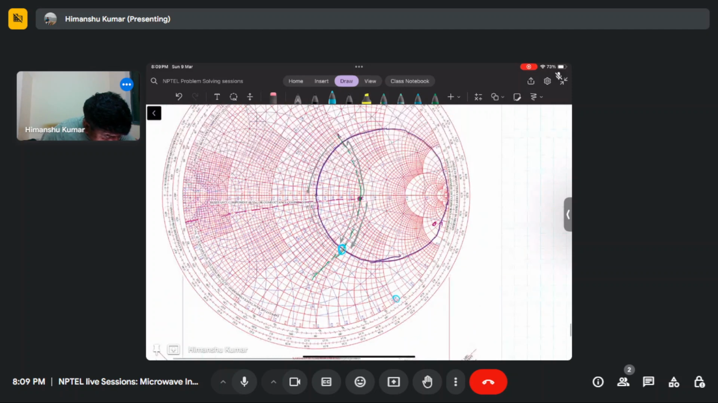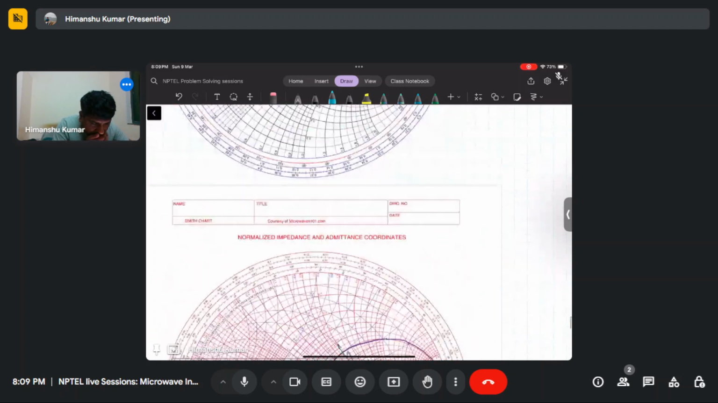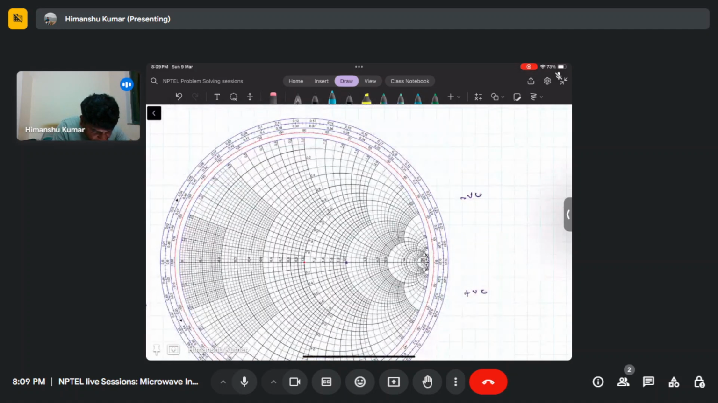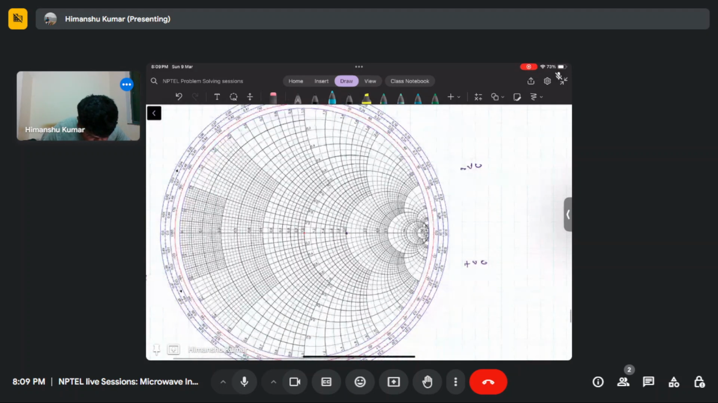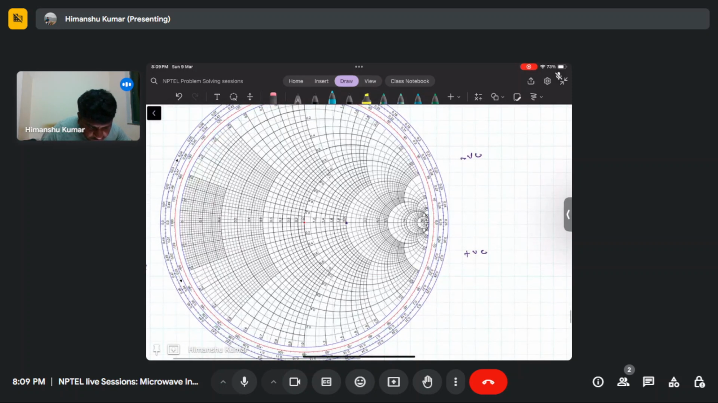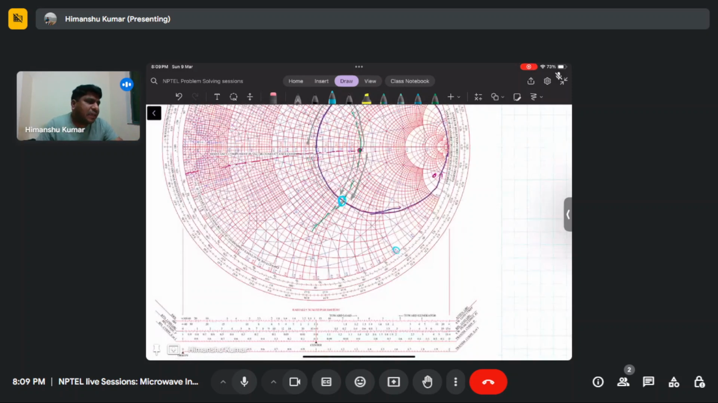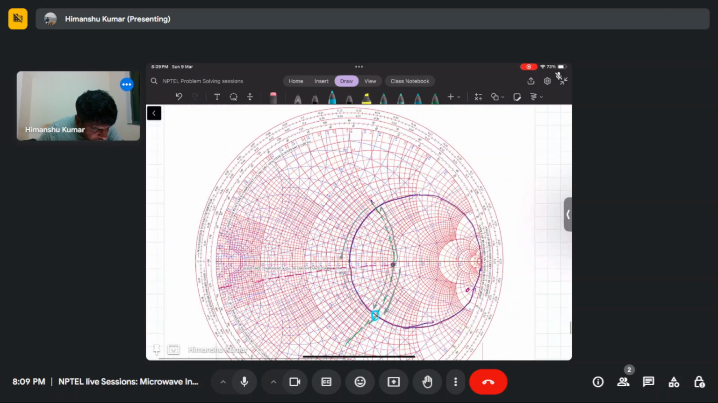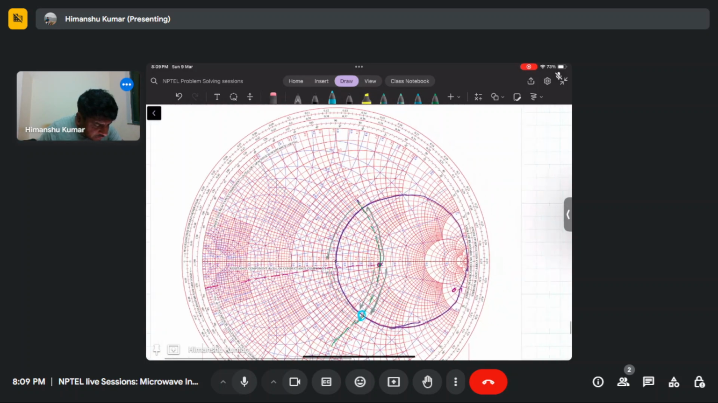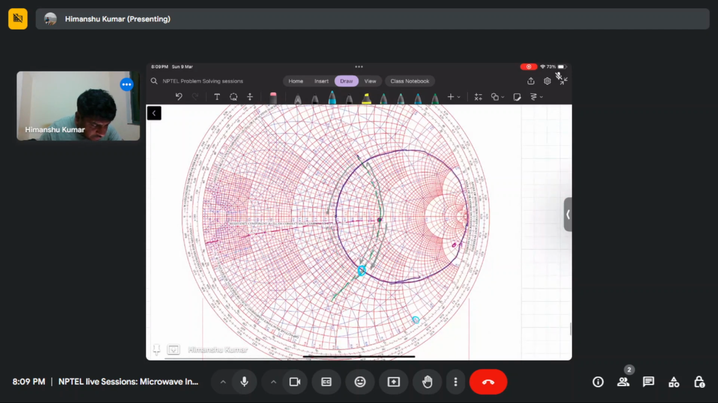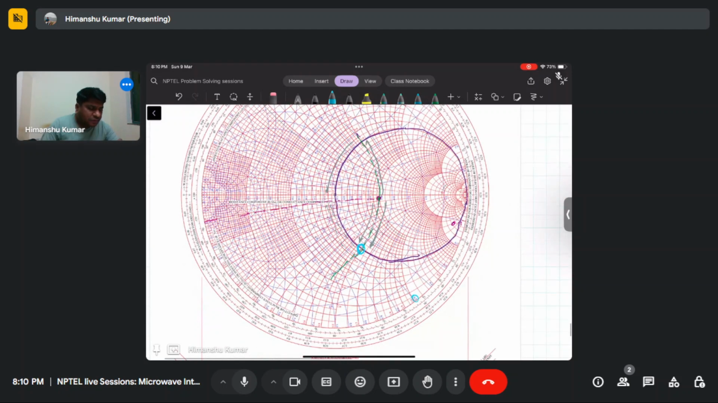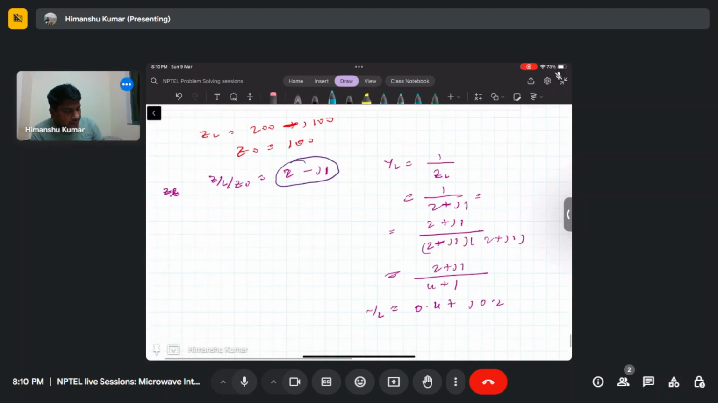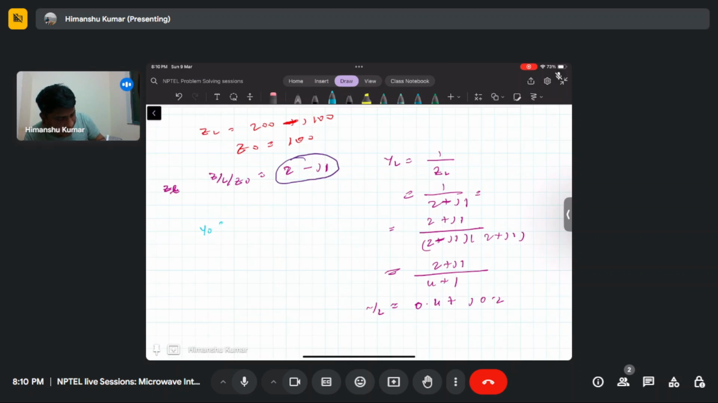2.0 should correspond to... 2.0 corresponds to, yeah. So this point corresponds to the conductance. If we find the normalized y naught, y naught will be equal to 1 by z naught, which is equal to 1 by 100, which is equal to 0.01.